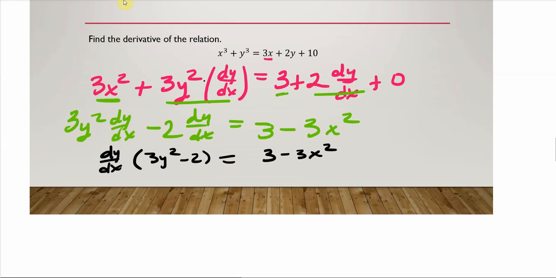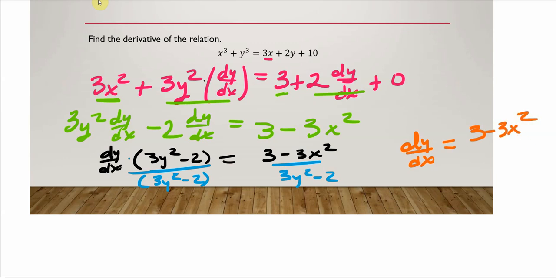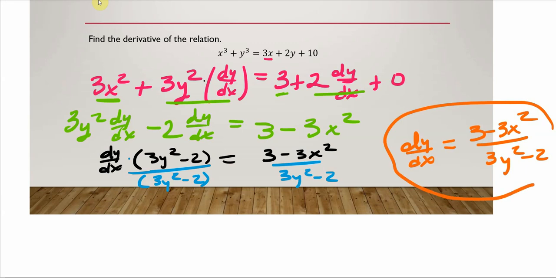And then finally, I'm trying to solve for dy/dx, so I have to get rid of this quantity. I'm going to divide by 3y squared minus 2. So that means dy/dx is going to equal 3 minus 3x squared over 3y squared minus 2. And this is the derivative. This equation will help me find the slope of this relationship at any point.